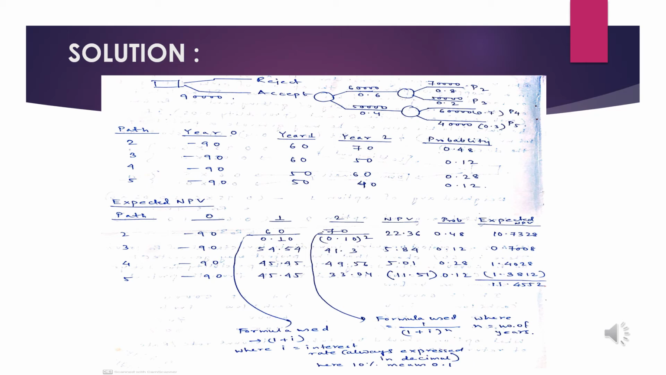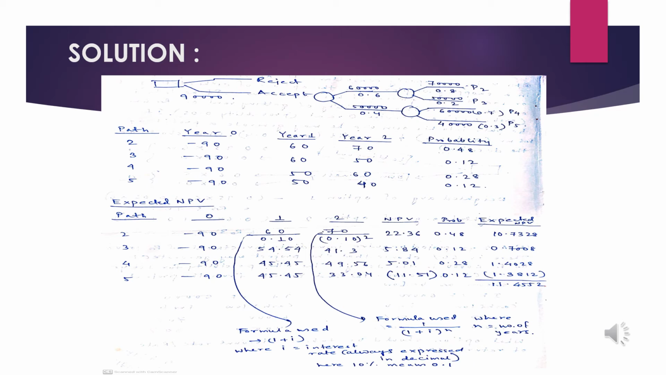And I have shown that exact thing below, where I have shown that path 2 is basically in year 0. Since it is an initial investment, that should be written in negative. That means 90,000, year 1 and year 2 respectively of 60,000 and 70,000.